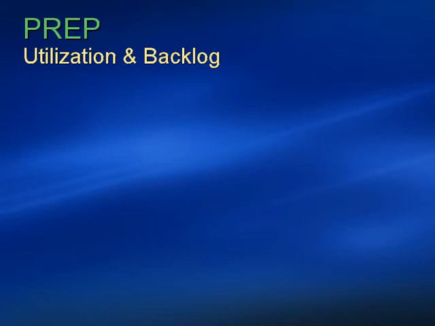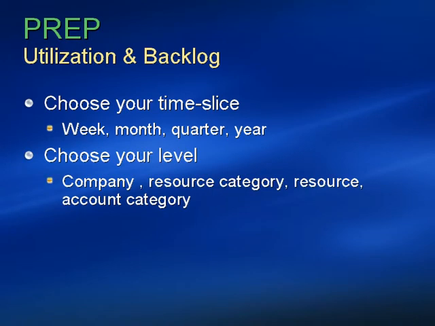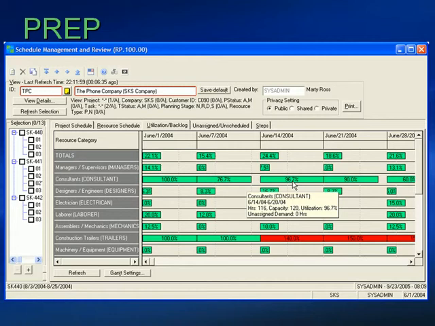Let's take a look at an example of how PREP represents utilization and backlog. First, you select whether you want PREP to summarize into weekly, monthly, quarterly, or annual groups. Then you choose the level of detail you're interested in. For example, you may want to see how you're doing at the resource category level, like consultants or engineers, etc. On the other hand, you may want to see specifically which resources are the offending culprits. Here's an example of a weekly summarization of projected utilization at the resource category level.